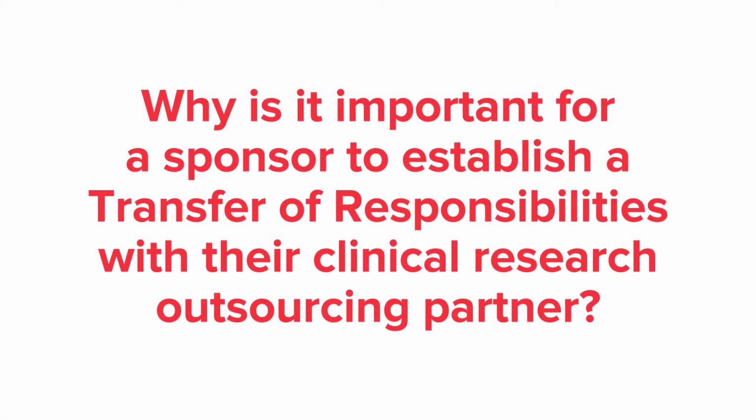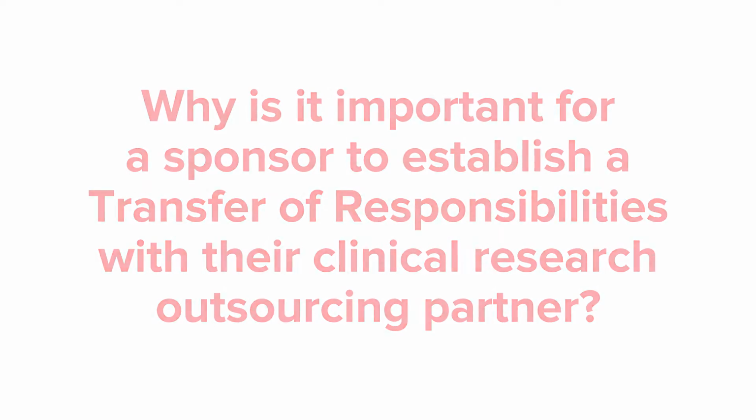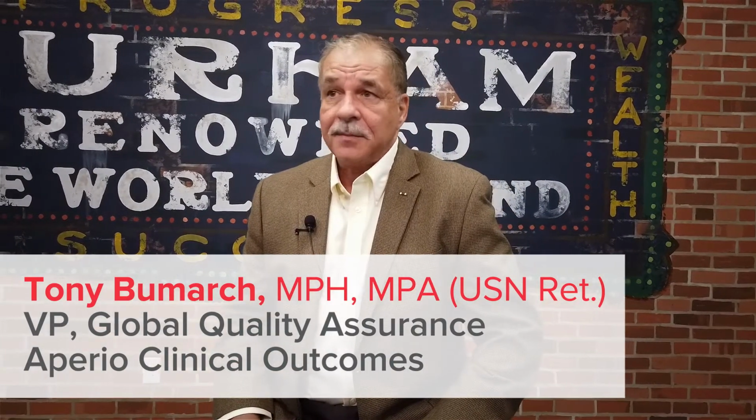Well, let me give you the primary reason. First of all, it's a requirement based on the Code of Federal Regulations. I think it's 312.53 that requires that any obligations that you're transferring to a CRO need to be in writing. And it should be clearly and concisely defined, so that way we don't end up with people saying, well, I thought you were doing that, I thought you were doing that. So that is the requirement.